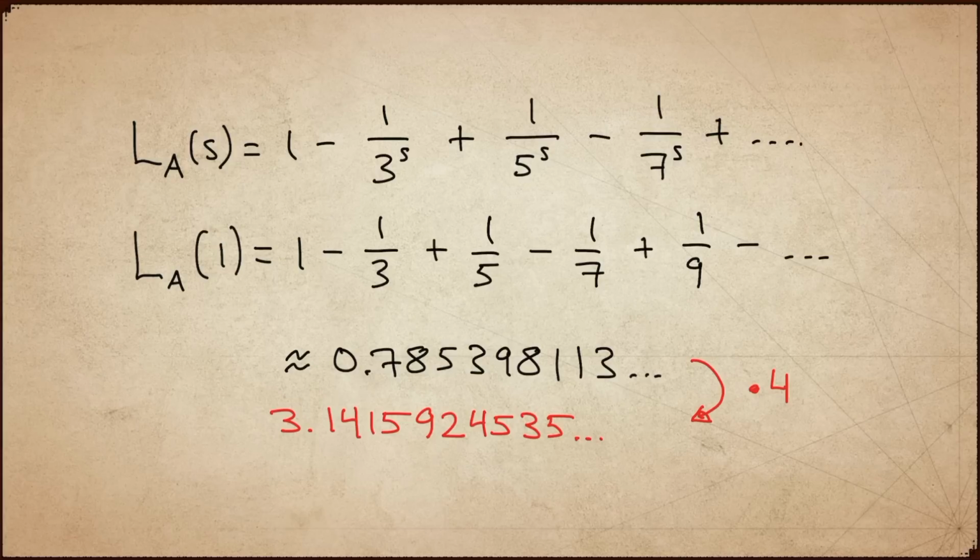Well, this one is wrong. So we did get 7 digits right for the price of 5 million terms. This slow convergence rate makes this one of the worst possible methods for pi.